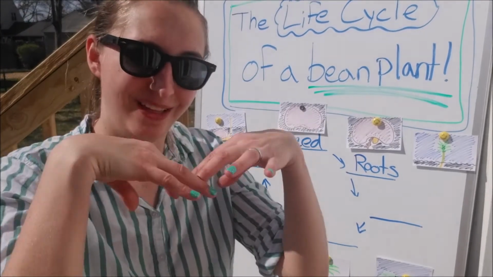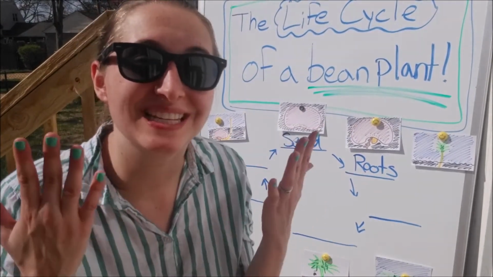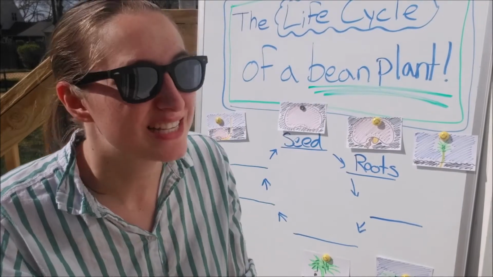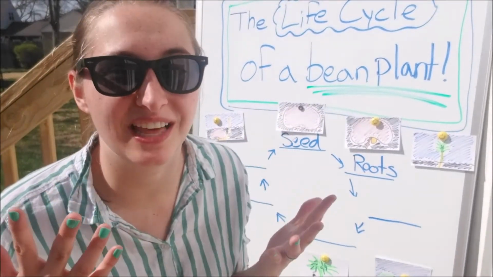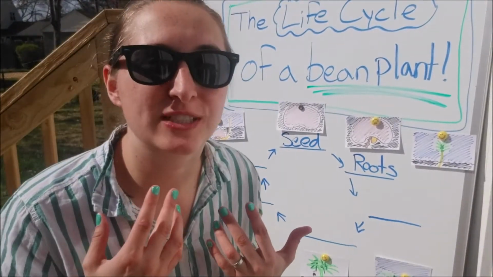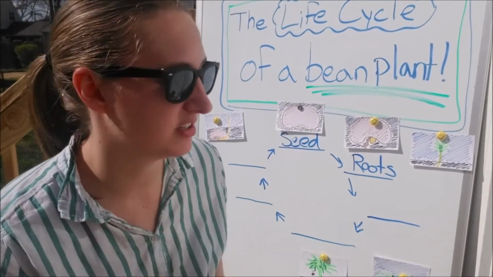Once those roots have held down into the ground, the plant is finally able to grow. Now it doesn't have sunlight yet, so it's not going to be that nice bright green that we know a lot of plants to have. So we're looking for something that's kind of yellowish. Let's look.